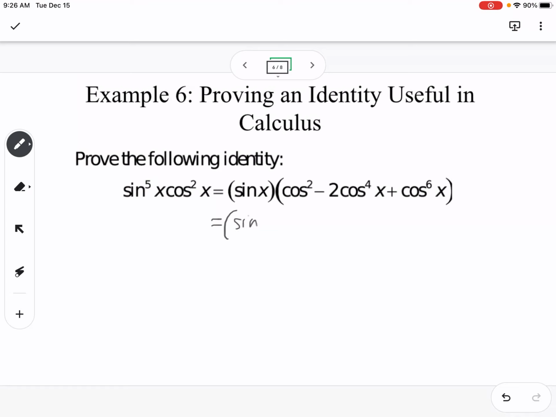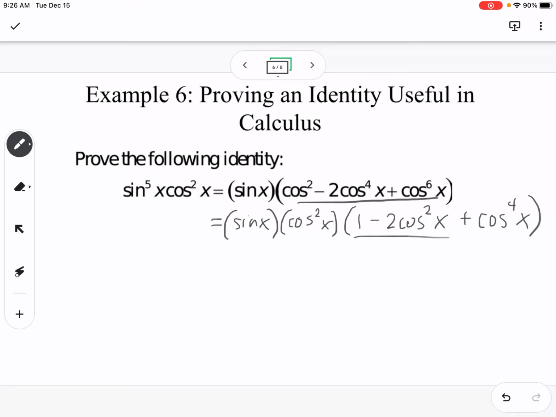So I have a sine here, and then I notice in the parentheses, all three of those terms have cosine squared in common. So I'm going to factor out a cosine squared, which is going to leave me with 1 minus 2 cosine squared plus cosine to the 4th.